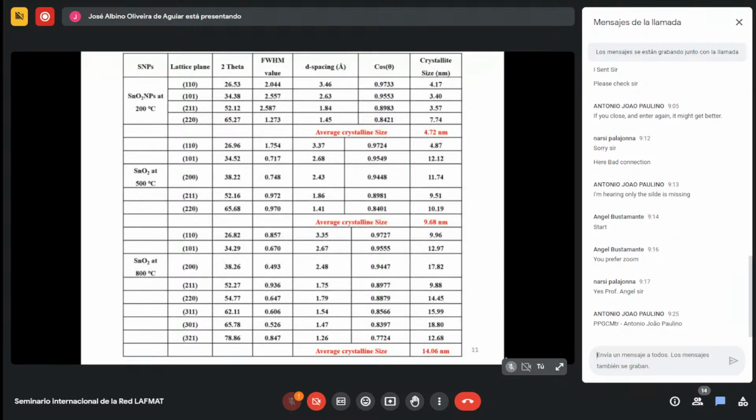This is the tabular column of the XRD for the tin oxide nanomaterial. At 200 degrees, the average crystalline size calculated by the equation D is 4 nanometers, that is less than 5 nanometers. But at the higher temperature, that is 800 degrees, the average crystalline size is less than 15 nanometers, that is 14 nanometers. So as temperature increases from 200 to 800 degrees, the crystalline size increased.